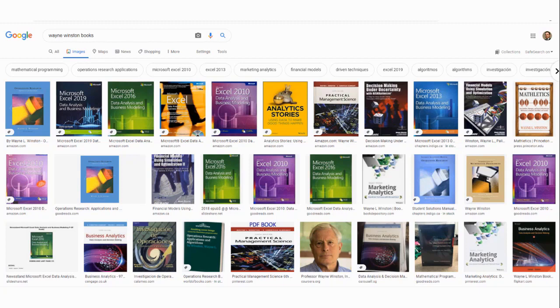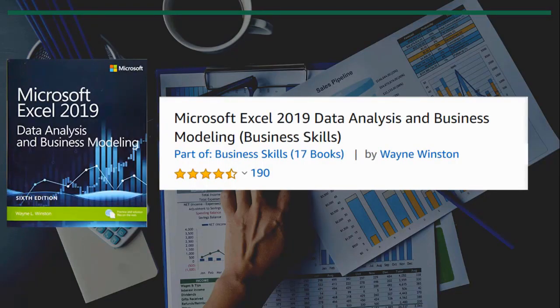So the main book that Dr. Winston has written is his 2019 book. When I say the main book, I mean the most popular book. I mean, all of his books are very popular, but this is his most popular one, as you can see here, based on the reviews. And this is the book that Microsoft has asked Dr. Winston to write. And this is Microsoft's best-selling Excel book on the topic.